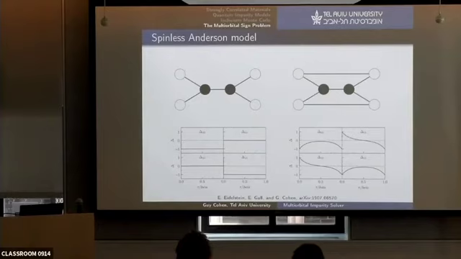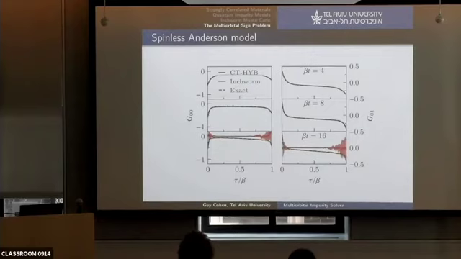It's completely symmetric. I think it's 1, 1, 1, 1. That's the delta matrix. Okay, so what we do here is we look at the diagonal part of the Green's function and the off-diagonal part of the Green's function. There's a lot of symmetry here, so there are only 2 different elements.